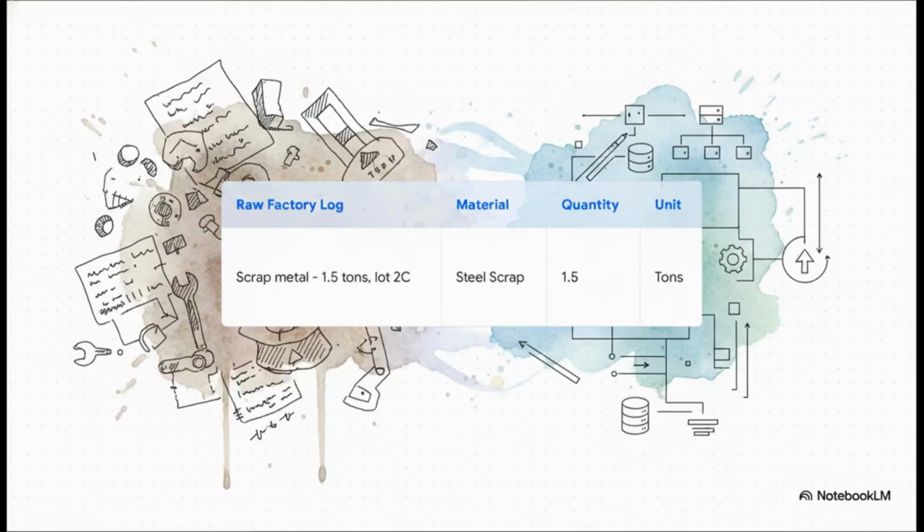And here, this is a perfect example of what I mean. Look at the left. That's a typical note from a factory log, right? A little messy. But on the right, that's what the AI gives you back. It understands the note and turns it into clean, structured data. Material, quantity, unit. That's the magic right there.